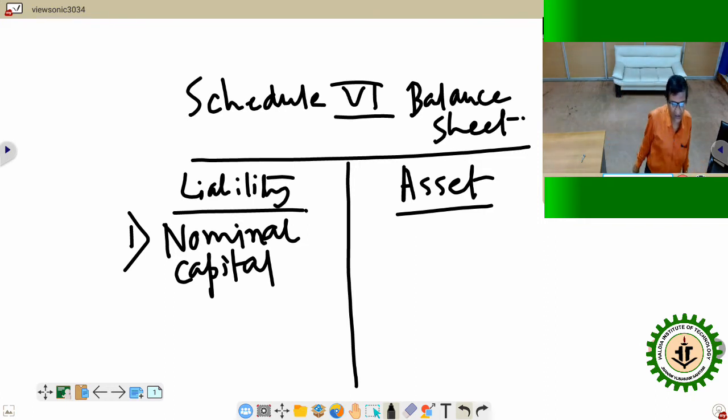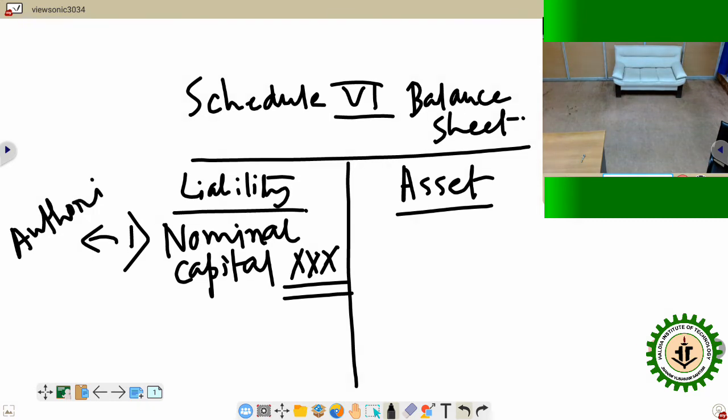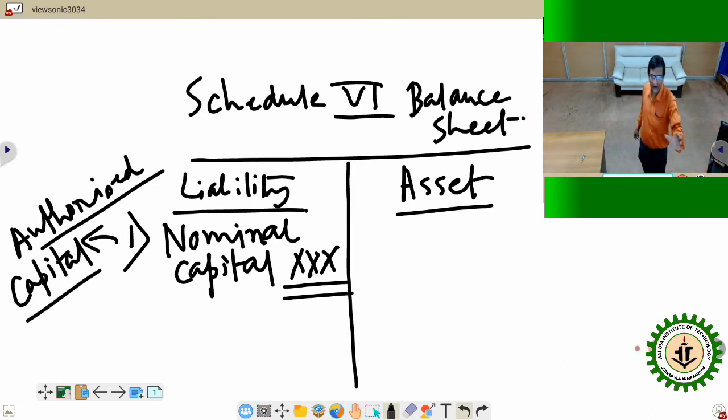Now, what is nominal capital? And why is it closed with a double line? Nominal capital has another name, authorized capital. Actually, the utility of nominal capital is clearly understood by the words authorized capital.